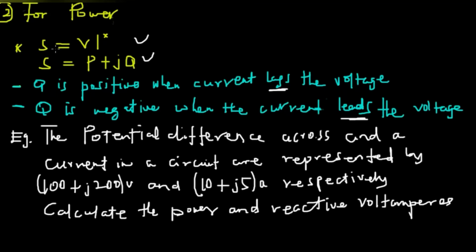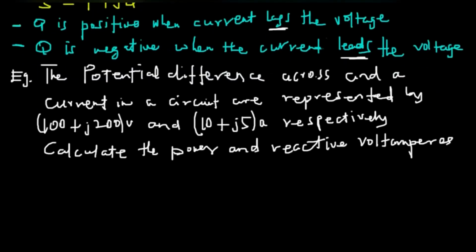The apparent power is equal to VI, but the I has to be converted towards negative, and then the same thing applies: the apparent power is equal to the active power plus j of the reactive power. So you've been given a question.